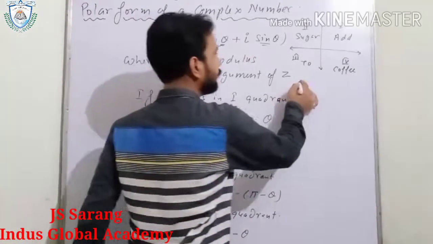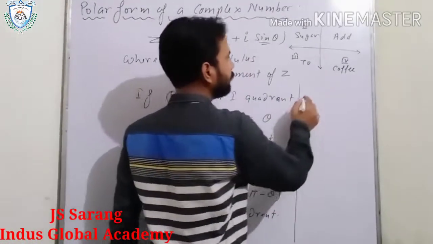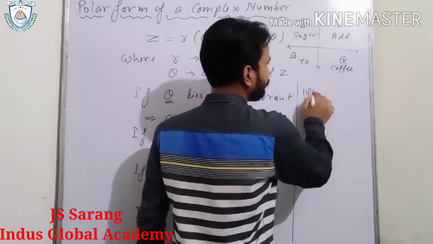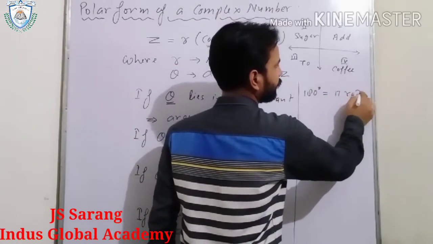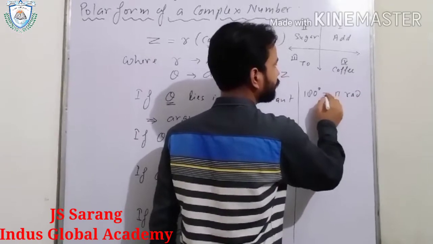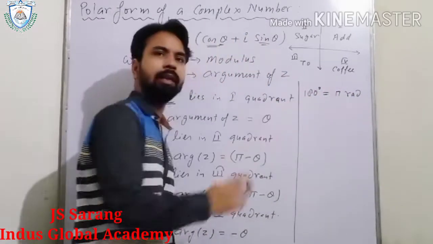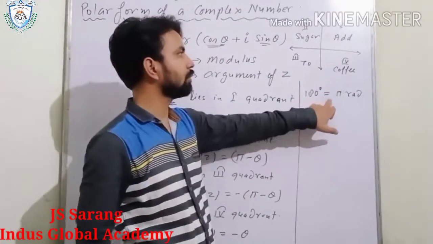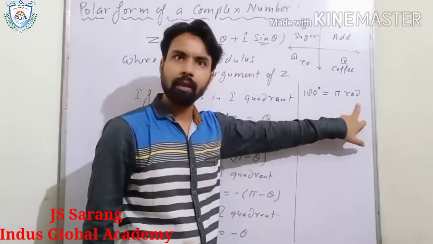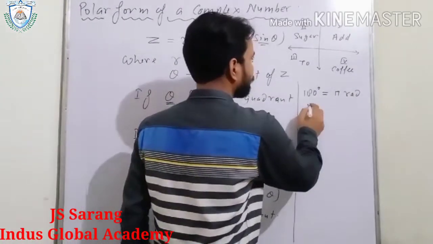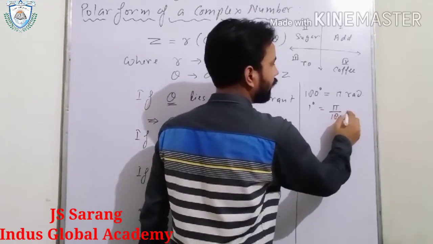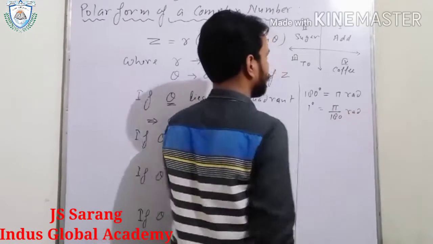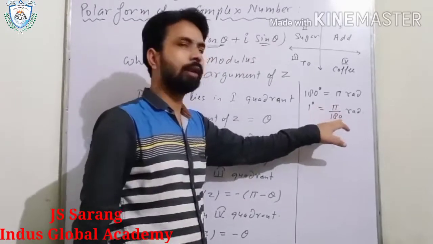So for radians you have to keep in your mind that 180 degree equals pi radian. This is the relation between degree and radian measure. 180 degree equals pi radian. Clear? So 1 degree equals pi upon 180 radian.